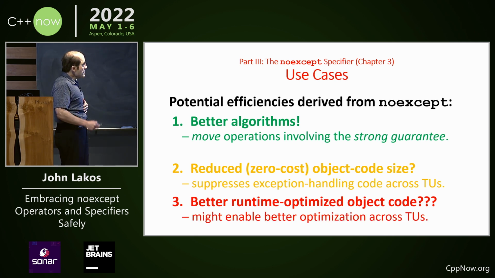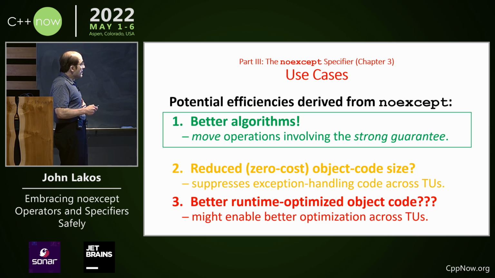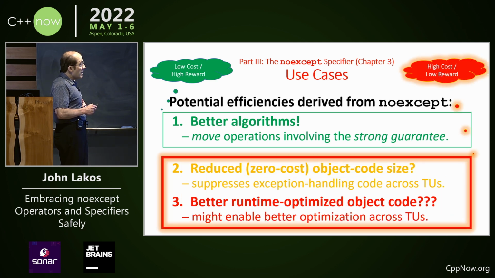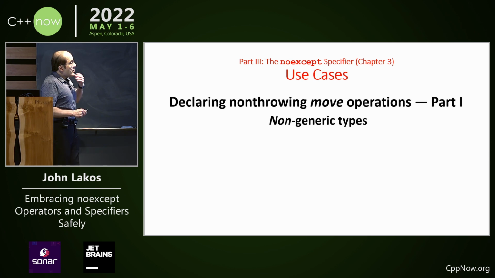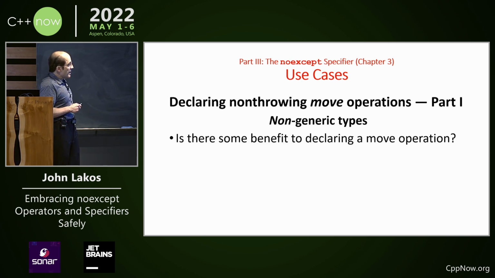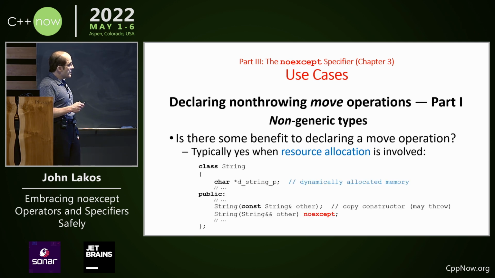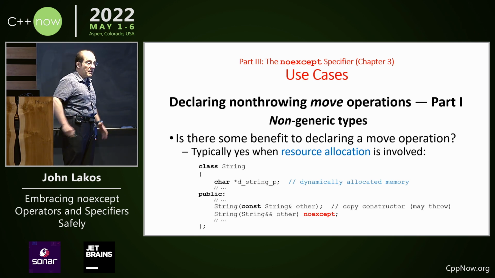Okay. This is low cost, high reward. These are high cost and low reward. Surprisingly low reward, because if what you're trying to do is make your code run faster, you are wasting your time. We will explain. Declaring non-throwing move operations, non-generic types. So if there's something to benefit, great. Here's an example. I say that the move constructor is noexcept. That makes it faster. Things can ask, are you going to throw? Your move doesn't throw? Then I can do something faster. That's great. I don't have to do the much more laborious copying.